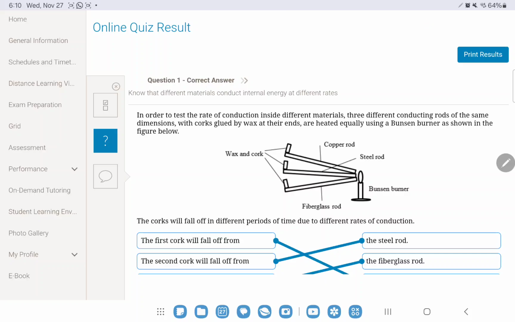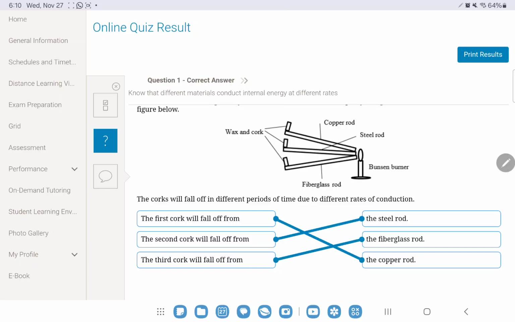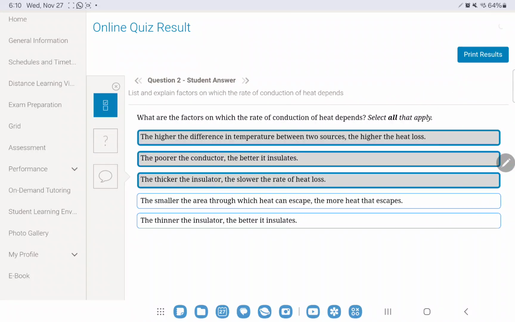Anyways, let's start. You're testing the conduction of 3 different materials by sticking them to a Bunsen burner and on rods by wax. So it means that the cork will fall off the one which has the best heat first because it's conducting best. So we know that first cork will fall off the best conductor, right? The best conductor here in our case is copper. Then the second best is gonna be steel because it's another metal, and the third is gonna be the worst conductor, fiberglass. Usually metals tend to be better than glass.